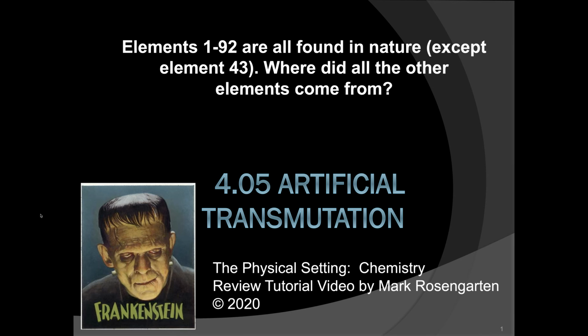Up until this point, we've been dealing with natural radioactive decay, a process that happens all by itself without any human intervention at all. But now it's time to look at human ingenuity and how we've been able to put this to use to create brand new elements that may not exist anywhere else in the universe, and our ability to expand the periodic table past the 92 naturally occurring elements that we've known about. This is topic 4.05: Artificial Transmutation.